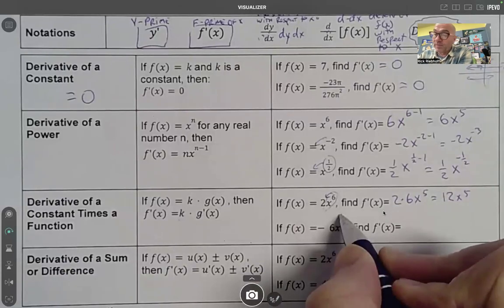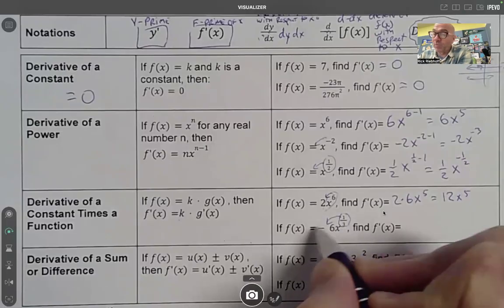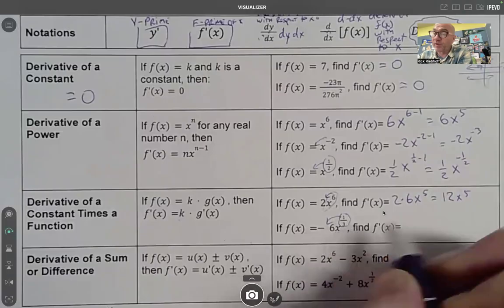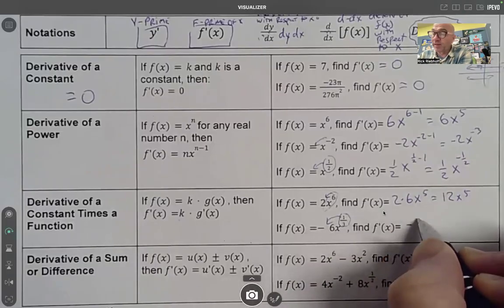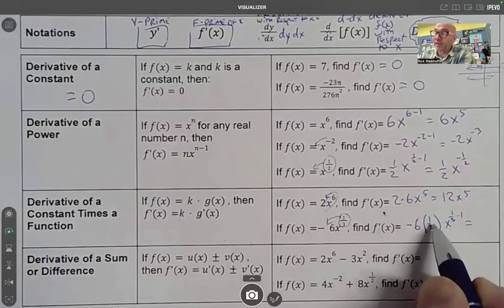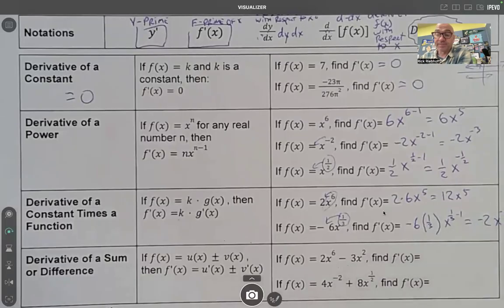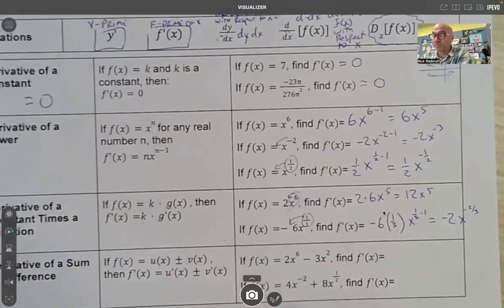Cool. For this one, I'm going to bounce this out. I'm going to multiply by what's here. -6 times 1/3 is -2. I'm going to write that out. -6 times 1/3. And then x to the 1/3 minus 1. So -6 times 1/3 is -2. And then x to the -2/3, right? And there's that. Cool. There we go.